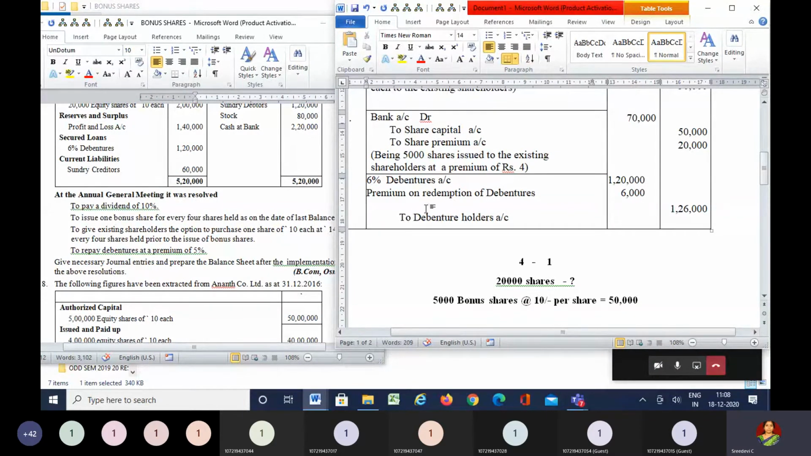Which is going to be a loss to the company, right? So here if you want, you can give the narration as being debentures redeemed at 5%.